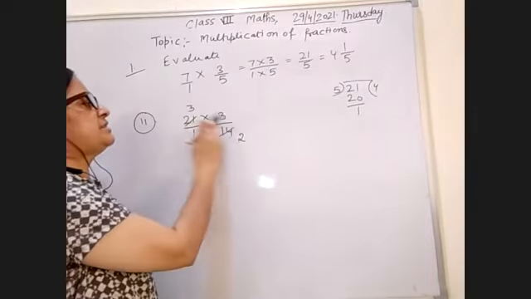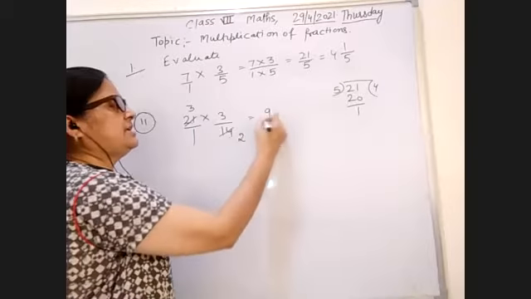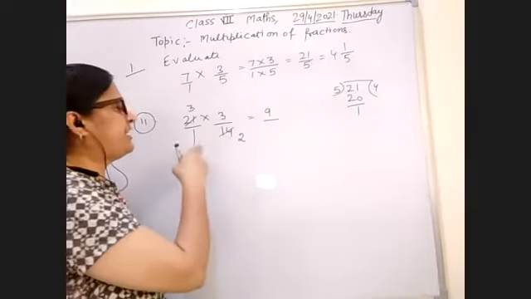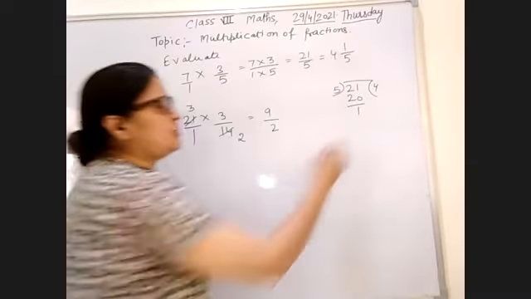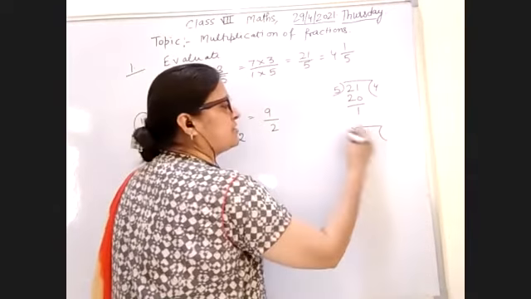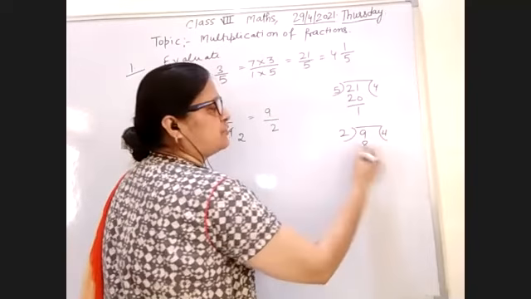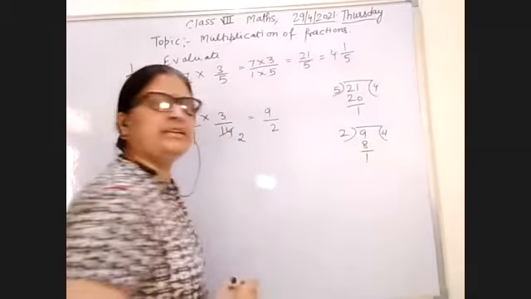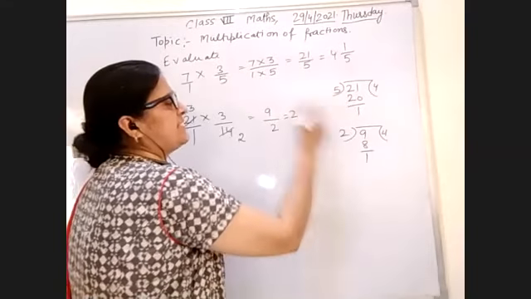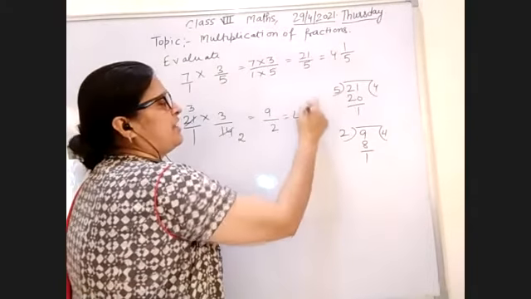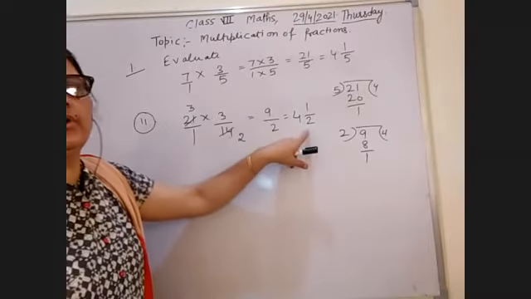So now 3 into 3. When you multiply 3 by 3, you get 9. And when 1 is multiplied by 2, you will get 2. So 9 upon 2 is also an improper fraction. So you will change it. 2 fours are 8. One remainder is left. So how will you write it now? 2 fours are 8. 4 and 1 upon 2. You will write like this, 4 and 1 upon 2. Okay.